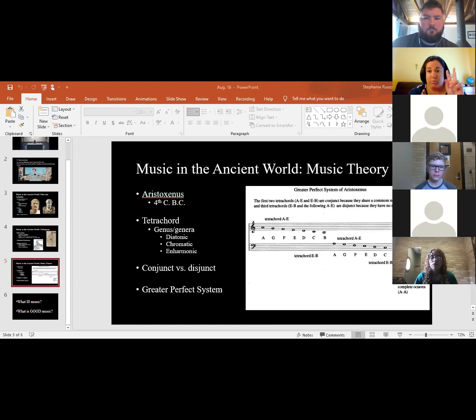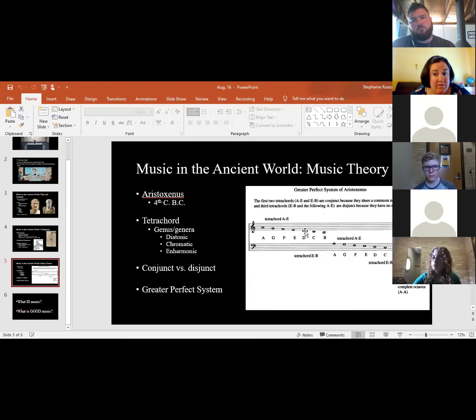And we can do that in 2 ways. The tetrachords can either be conjunct, and conjunct tetrachords share a pitch. So two adjacent tetrachords share a pitch. If I look at this chart here, these first two tetrachords are going to be conjunct because they have a common note, this E. A, G, F, E is my first tetrachord. E, D, C, B is my second tetrachord. Because these two tetrachords both share the pitch E, they are conjunct.